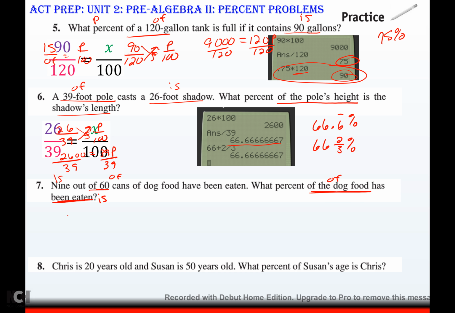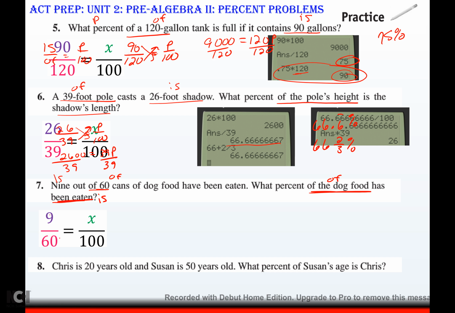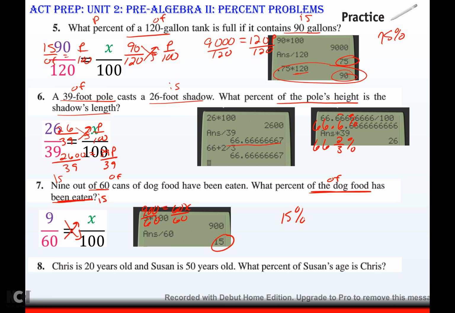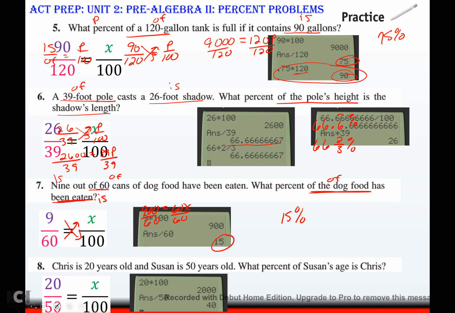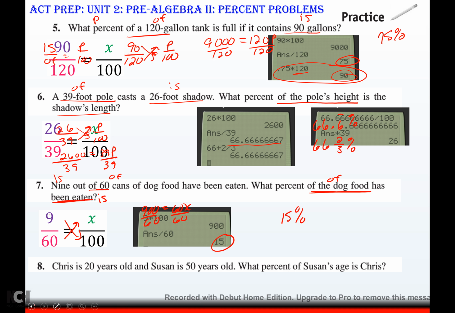So I have 9 over 60 equals x over 100. That's going to give me 9 times 100 is 900 equals 60 times x, is 60x. Divide by 60 and you get 15. So 15% of the dog food has been eaten. And then I think I checked it. No, I didn't. Alright, number 8.